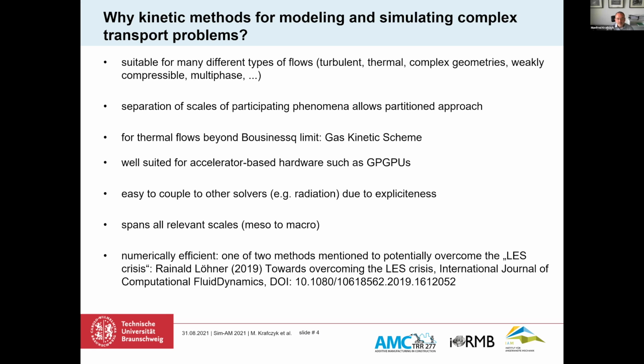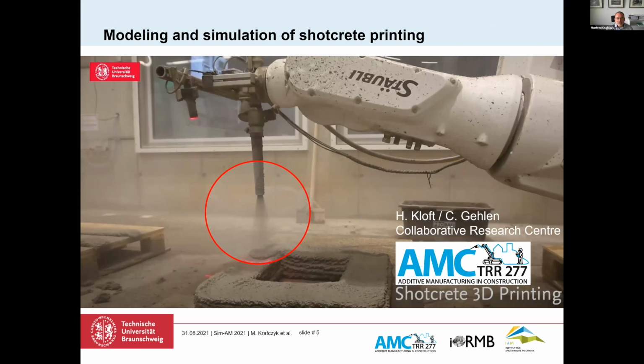And as they're explicit schemes, you can also couple them relatively easily to other schemes, for example, when you couple to radiation, even though radiation can also be modeled by Boltzmann models. It has also been shown that this is a very efficient approach for CFD, for turbulent flow. So there are some hints that it may make sense to use kinetic methods for the transport problems you find in additive manufacturing. The first class of problems I'll describe here shortly is so-called Shotcrete printing.